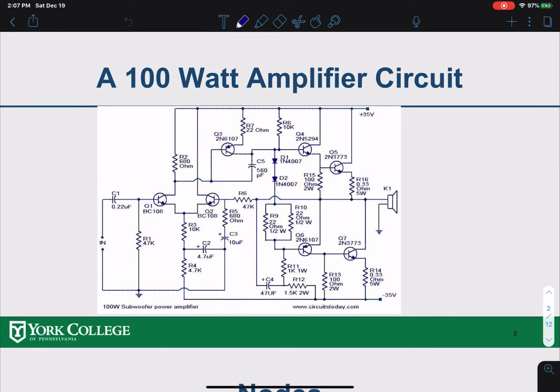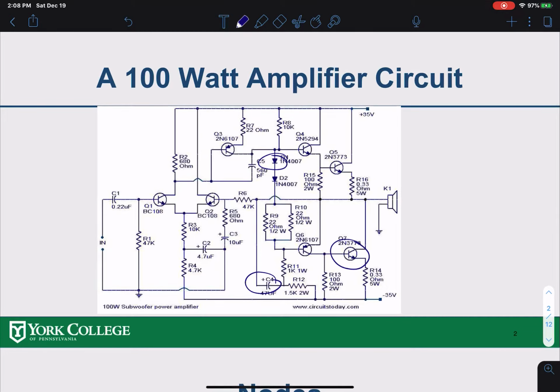If you look at this one here, this is a 100-watt amplifier circuit. You can see that there are a lot of different components here. There are transistors right here, and you might see a diode somewhere right here. There are diodes here, and there are also capacitors right here. And there are a lot of resistors here and there.